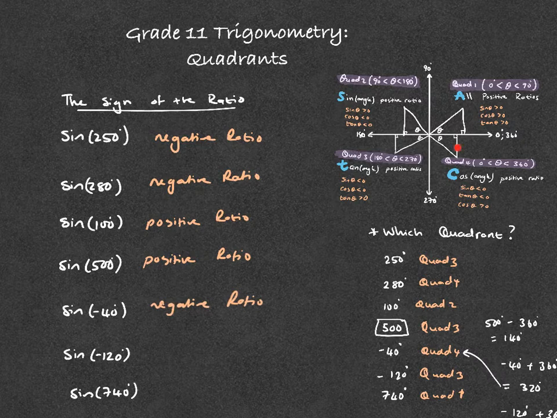Right, sine of minus 120. Sine of minus 120 is, remember, in the third quadrant. Who's positive in the third quadrant? Tan. It's positive. Cos and sine have negative ratios there. So that would be a negative ratio. Okay, and lastly, sine of 740. That, of course, just means that you went around once, 360, 720, plus another 20 degrees. So in the first quadrant, and everyone is positive in the first quadrant. So it will have a positive ratio.